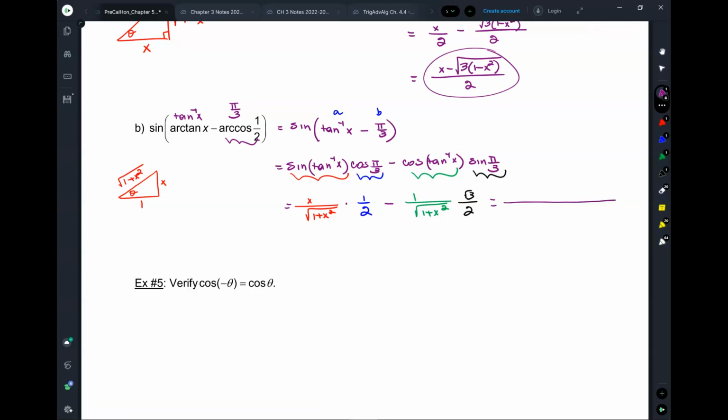Look, the denominator here is 2 times the square root. The denominator here is 2 times the square root, so they all have the same denominator. And then in the numerator, I have x minus root 3. Okay, so that's all.